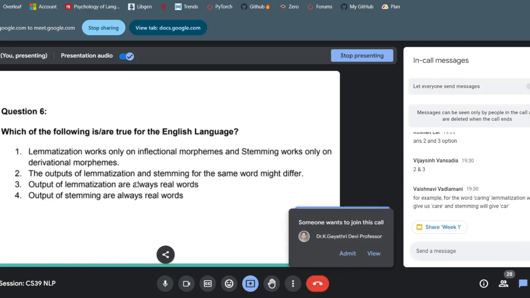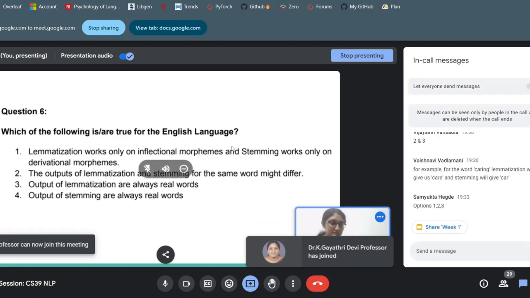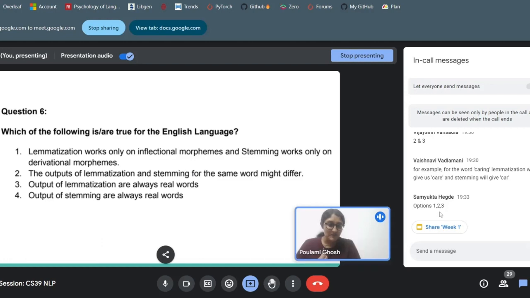We'll anyways be discussing it. Okay, Samyukta says options 1, 2, and 3. So Samyukta, would you like to also just give your points? So we were discussing 2 and 3 till now, right? Why do you think option 1 is correct?